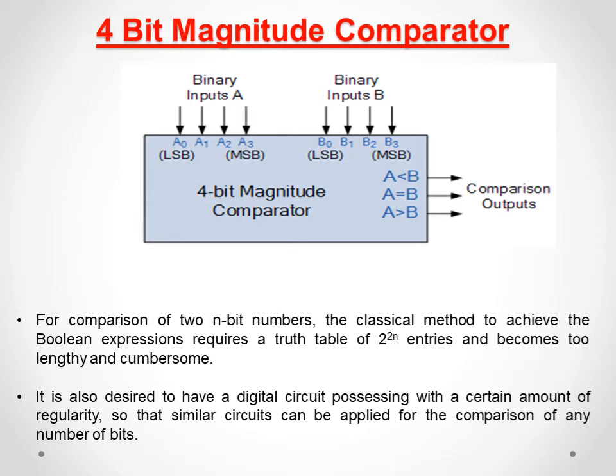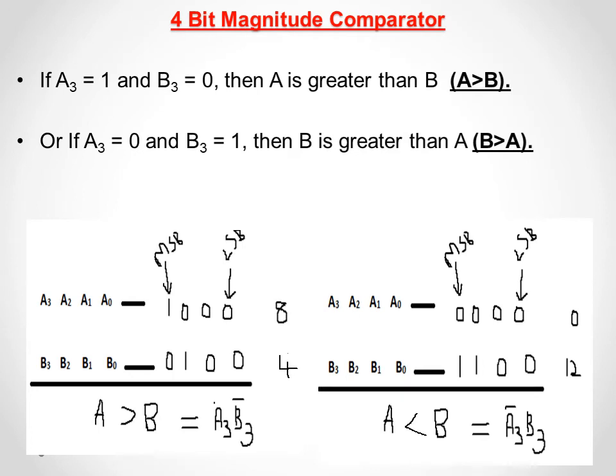So generally, for n-bit numbers, 2 power 2n entries are present in the truth table. So it will be very lengthy and difficult to find the logical expressions. So some standard techniques are applied for n number of bits. Generally, the comparison starts from the MSB bit. Usually for addition and subtraction we start with the LSB bit, but for comparison we start with the MSB bit.